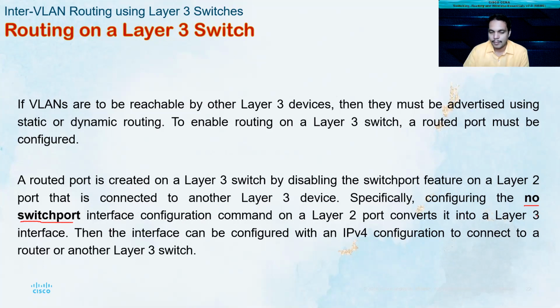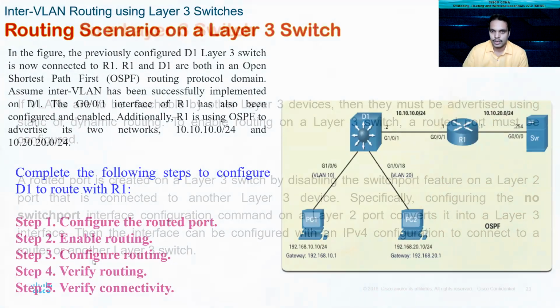If you type in the command no switchport, it will automatically convert that particular port into a layer 3 routed port, which will help you to transmit the network information to another layer 3 device. I'll show you with an example. Then the interface can be configured with an IPv4 configuration to connect to a router or any other layer 3 switch. Now check this out.